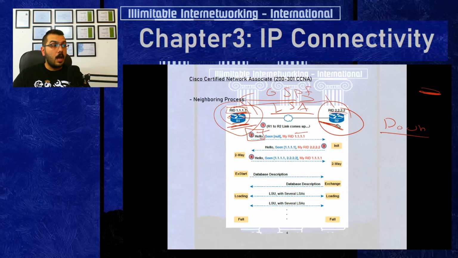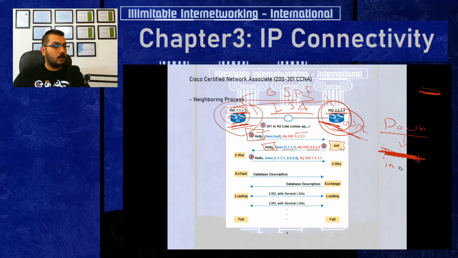What about you? Just in case R2 was also configured for OSPF and has a router ID, either configured or automatically assigned, it must be configured for OSPF to reply. Then it will reply with hello, thank you, I have seen your message, my name is 2.2.2.2 and I'm also using OSPF. So this will take us from the down state to the initiation state, or it's called INIT also, if you'd like to call it so.